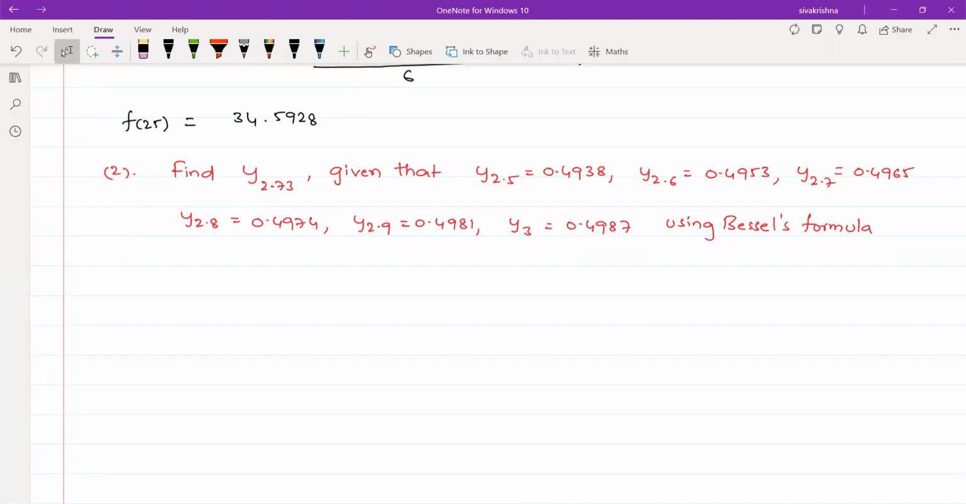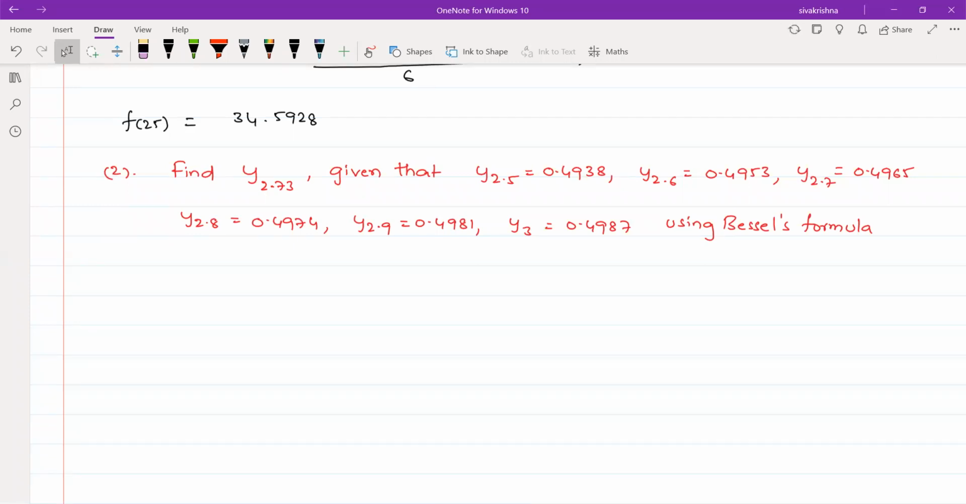So coming to the second problem. In the second problem, we have to find y suffix 2.73. It means we have to find the value of y corresponding to the value of x, that is 2.73, given that we have y suffix 2.5, y suffix 2.6, 2.7, 2.8, 2.9 and also y suffix 3 values. So by using those values, we have to find y sub x at 2.73 by Bessel's formula.